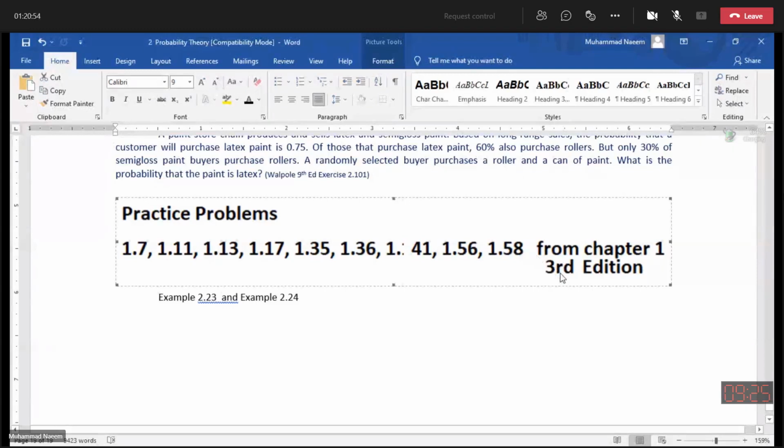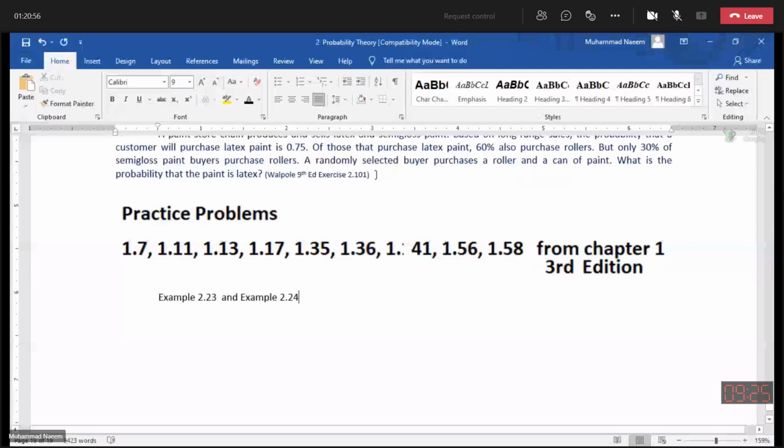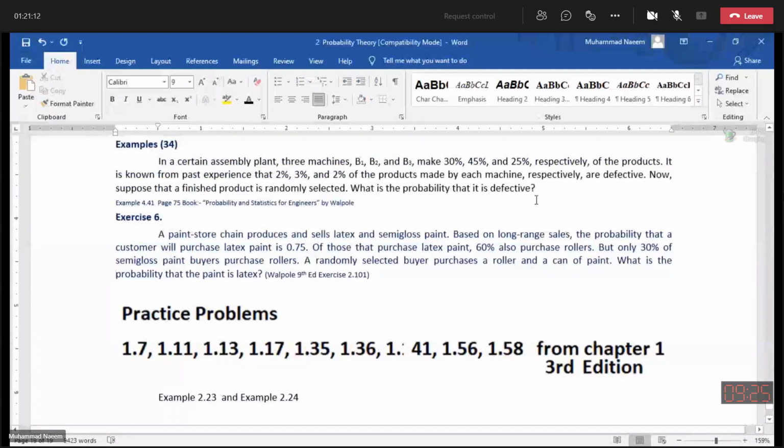Okay, that is the end of it. These two chapters will be included in the midterm exam. It depends upon the university policy whether midterm and final are conducted separately or not. Otherwise, we will have a comprehensive exam. If we have a midterm exam, then these two chapters are included in the midterm exam.